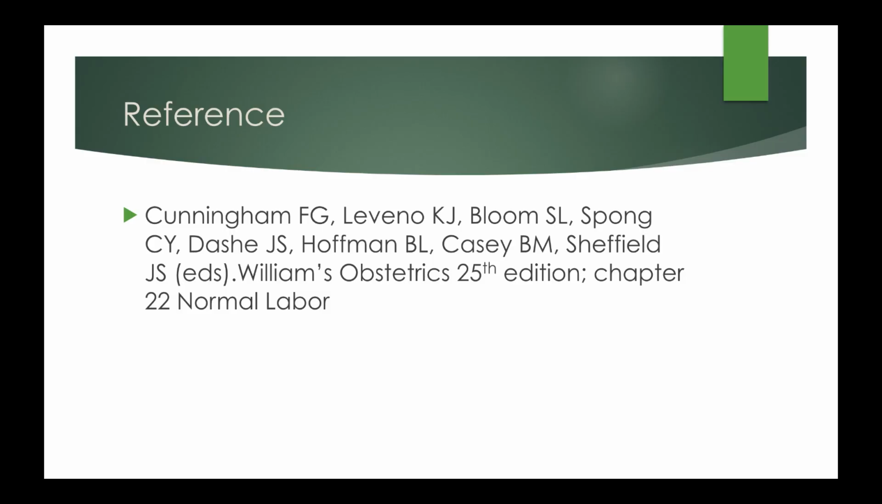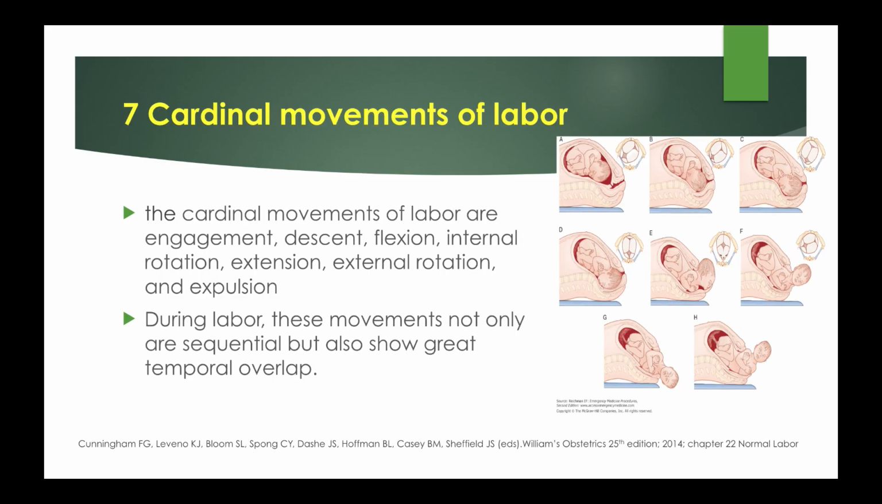Reference for this lecture is Williams Obstetrics 25th edition, Chapter 22, Normal Labor. So basically, we have 7 cardinal movements of labor, and these are engagement, descent, flexion, internal rotation, extension, external rotation, and expulsion. During labor, these movements not only are sequential, but also show great temporal overlap.